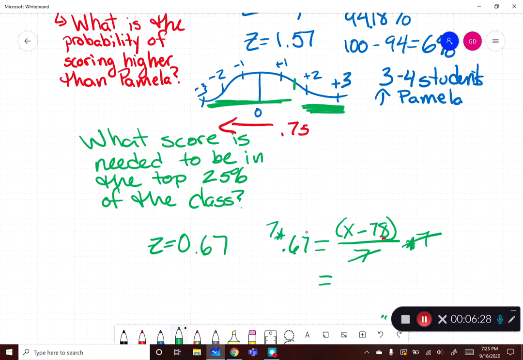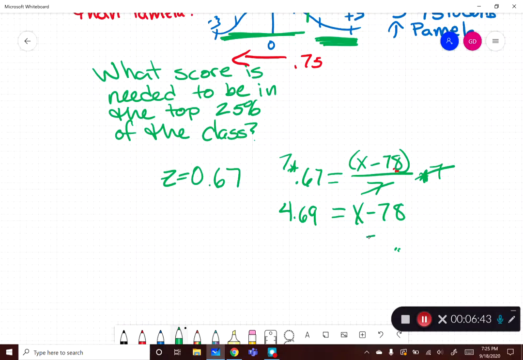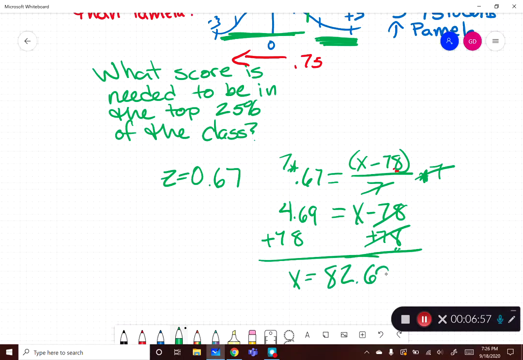So let's do that. 7 times 0.67 gives us 4.69. We now have x minus 78. Now the next order of operation would be to add 78 to each side. That cancels out, plus 78. So here we get x would then be equal to 82.69. So to get in the top 25% of the class itself on the exam, you'd need a score of about an 82 to 83 if you round up to 83. That would let you get to be in the top 25, the top quarter of the class.